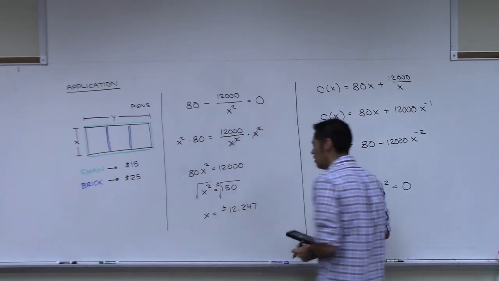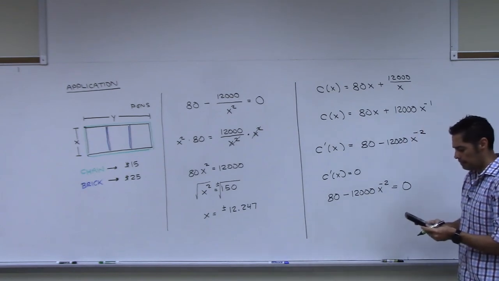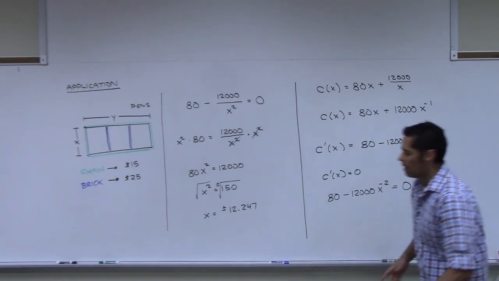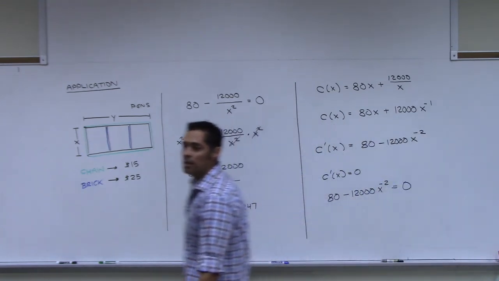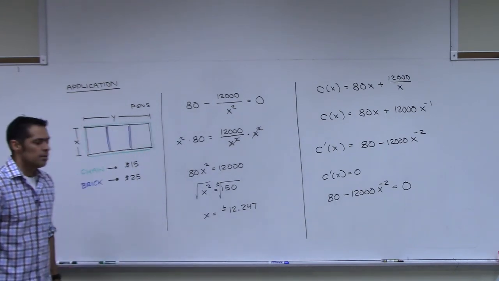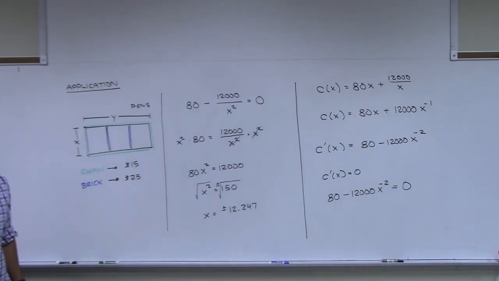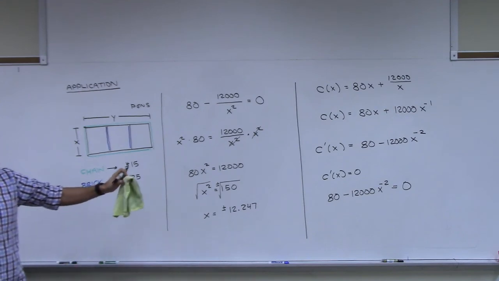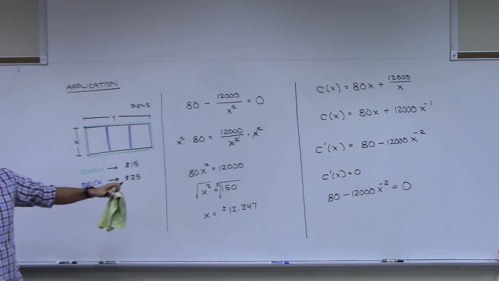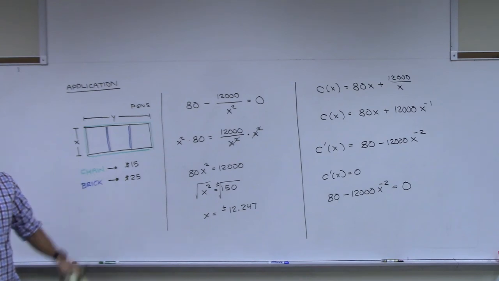I'm just going to round that to 3 decimal places. I get x must be positive or negative 12.247. Okay? Was that so bad to work on that? Does that seem all right? Now what?